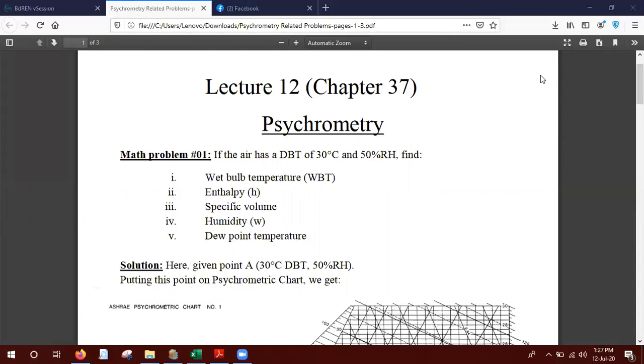So my students, the last class was, if you remember, psychrometry, isn't it? We discussed the psychrometric chart, and I told you that in the next class we'll discuss psychrometric problems. Today we will see 2 psychrometric problems that will help us to use the psychrometric chart properly.